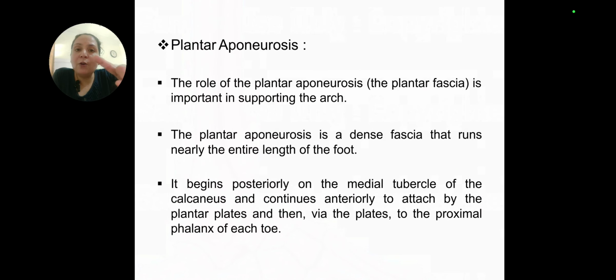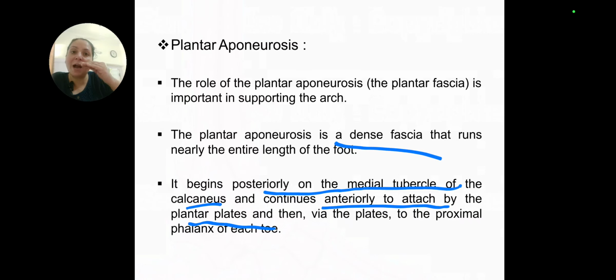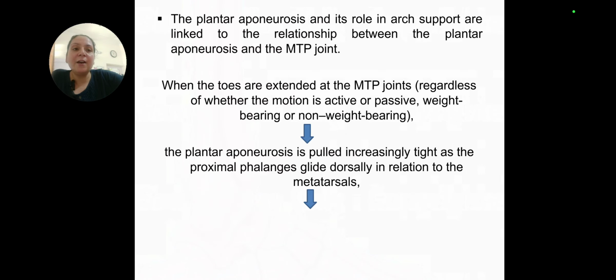Now the next was the role of plantar epineuritis. Now plantar epineuritis is basically a dense fascia which runs the entire length of the foot, posteriorly from the medial tubercle of the calcaneum, and anteriorly it goes up to the plantar plates. I told you about the plantar plates, and via the plantar plates up to the proximal part of the phalanx. In the diagrams we have seen it up till the MTP joint, but it goes and gets inserted in the phalanx. Fine. So it is running from the plantar plates at the base of the MTP joint, that is the metatarsophalangeal joint.